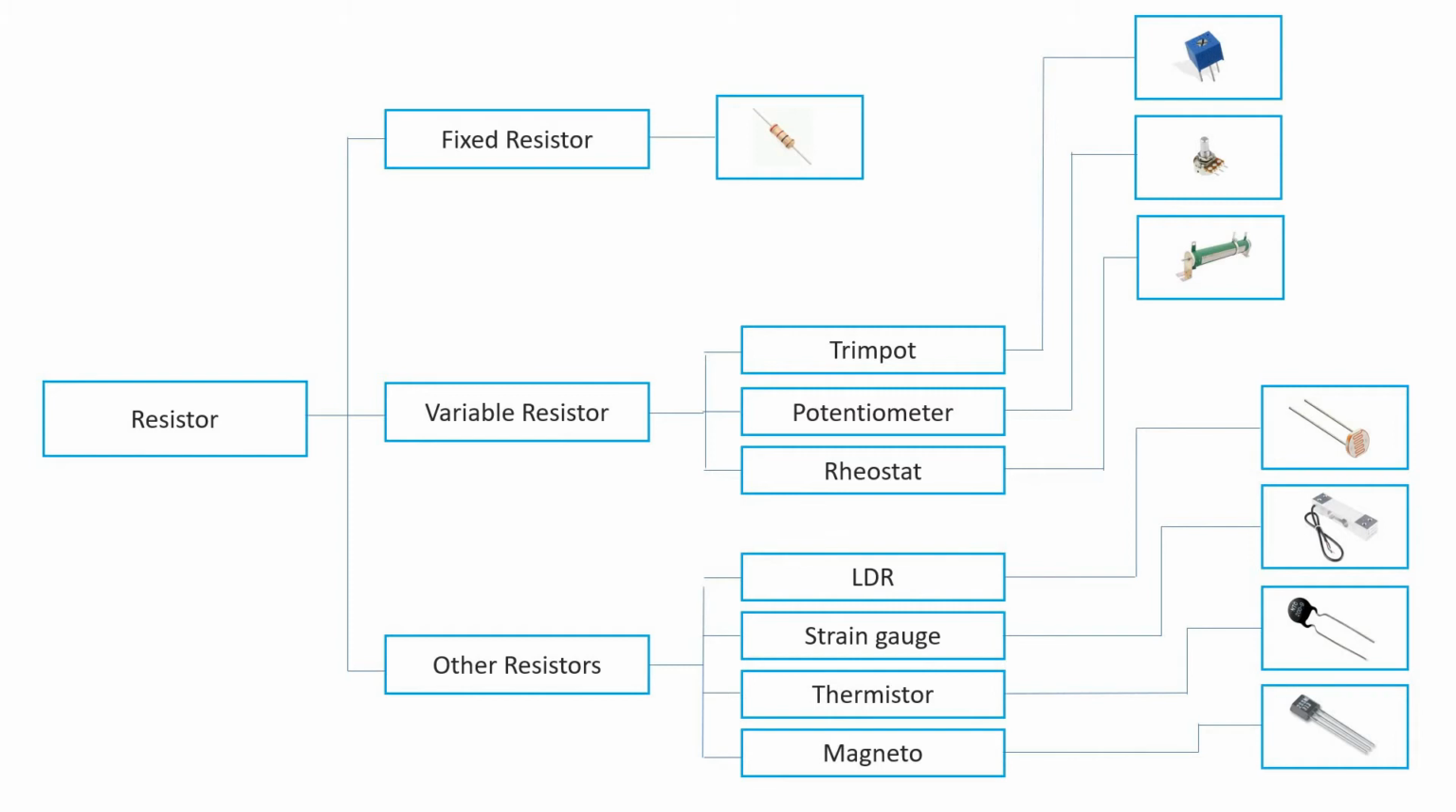There are a lot of different types of resistors available on the market, all with their own application characteristics and constructions. Here the resistors are divided into three types: fixed resistors, variable resistors and other resistors, which depend on a physical quantity. Variable resistors are divided into three types: trimpot, potentiometer and rheostat. And other resistors are LDR, strain gauge, thermistor and magnetoresistor.